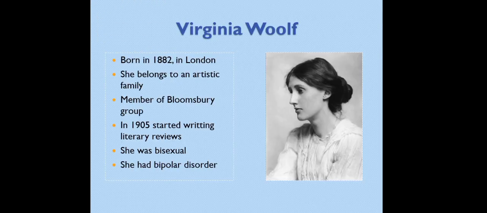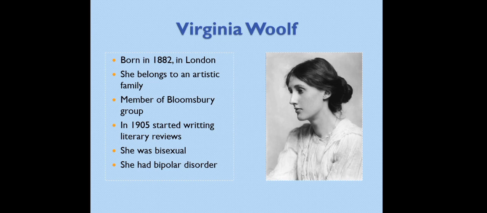Virginia Woolf is another well-known author among modernist writers. She was born in 1882 in London. She belonged to an intellectual and artistic family. She was a member of the Bloomsbury Group, a circle of intellectuals and artists. She began her career in 1905 and started writing literary reviews for an agency.